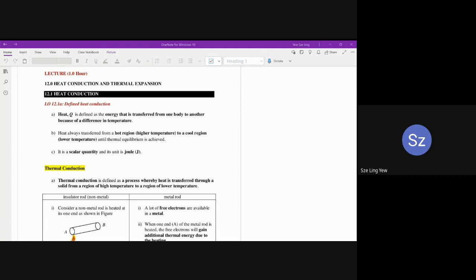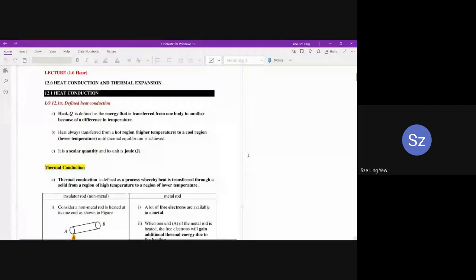Okay, so let us start with class. So today, chapter 12, heat conduction and thermal expansion. As you can see here, there are two main subtopics in this chapter. The first one obviously is heat conduction. We are going to see how heat flows in an object, including in metals and an insulator. How it works, how does it move, and what is energy, what is heat energy, and what is temperature.